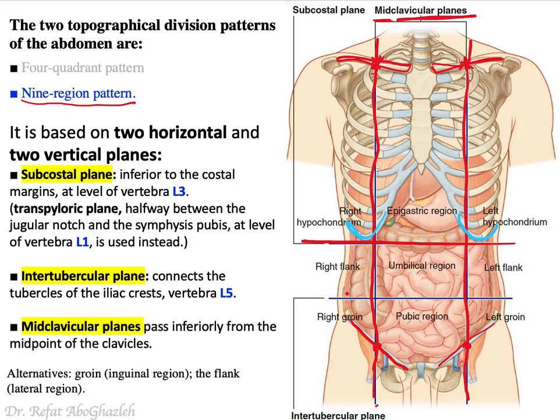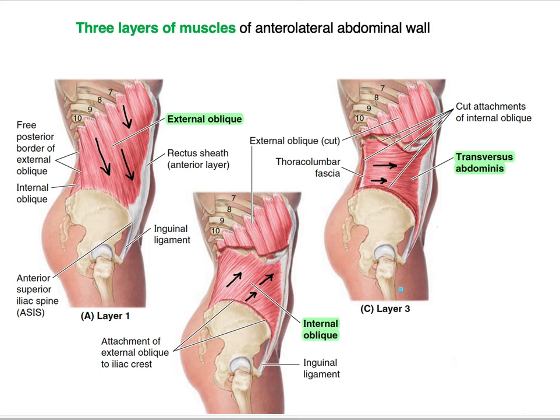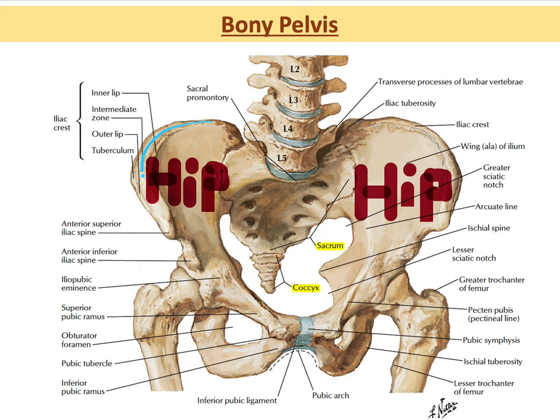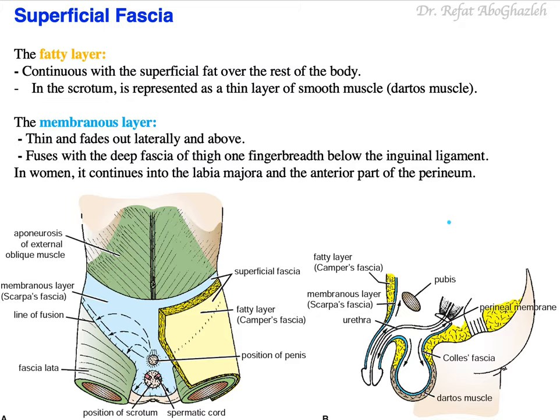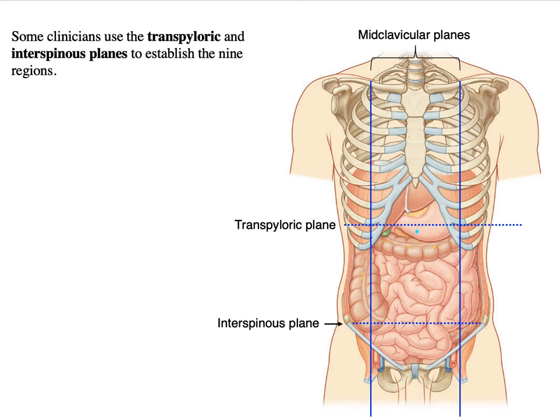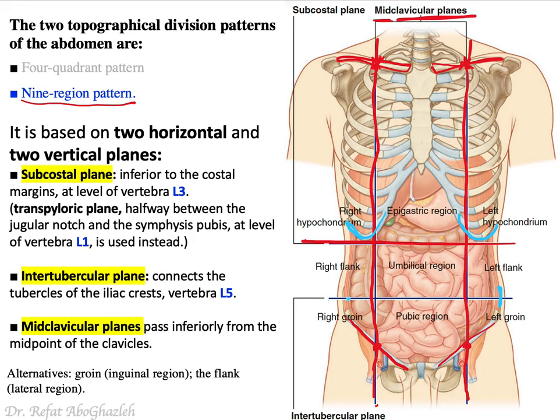And another horizontal plane. Do you know the iliac crest? This is the iliac crest, the highest part of the hip bone. This is the iliac crest, right? And here is the other iliac crest. And guys, you have a tubercle here, and on the other side too. So we need to draw a line across these two tubercles. This is a tubercle of the iliac crest. This is the intertubercular plane.